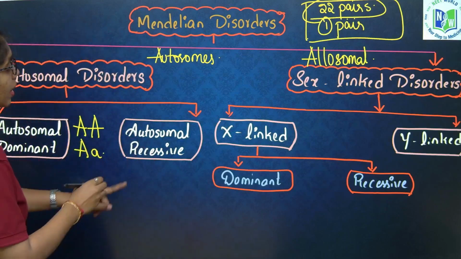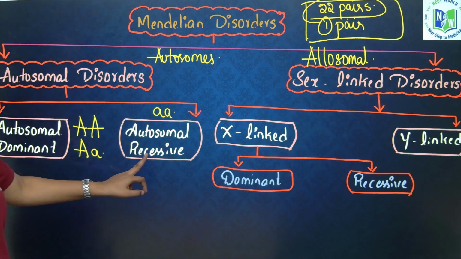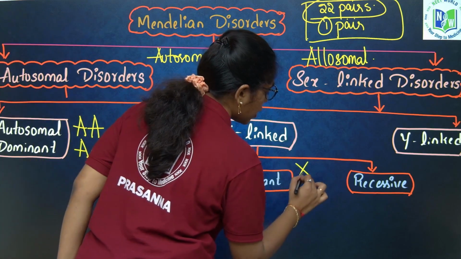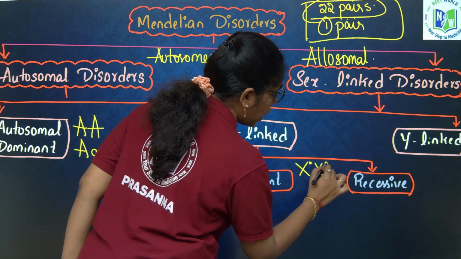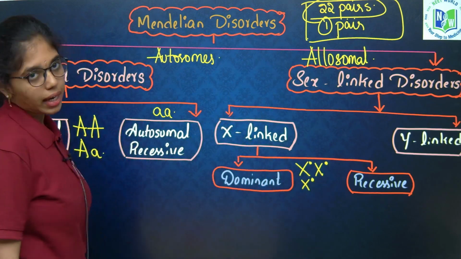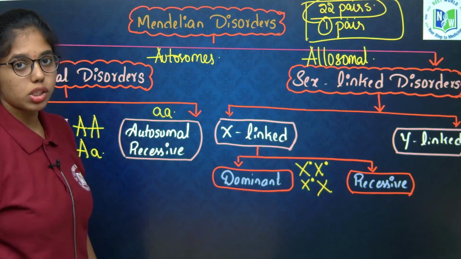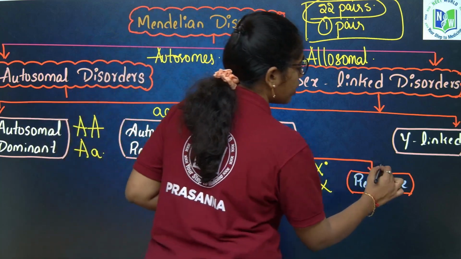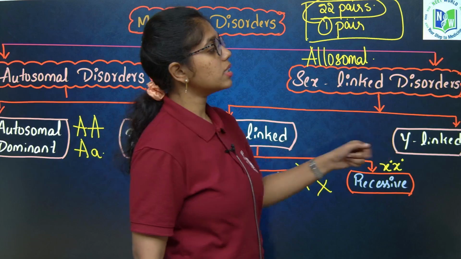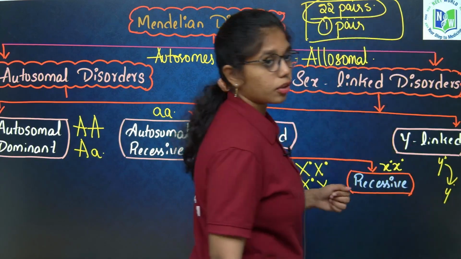And autosomal recessive, it should be in the homozygous recessive condition only, then only the disease is expressed. X-linked, if it is dominant, again the same scenario: the disease can be on both X chromosomes or on only one X chromosome, and the disease will be visible. In recessive, definitely it should be homozygous recessive condition. Y-linked diseases, if the disease is on the Y chromosome, definitely it will be passing from father to son.